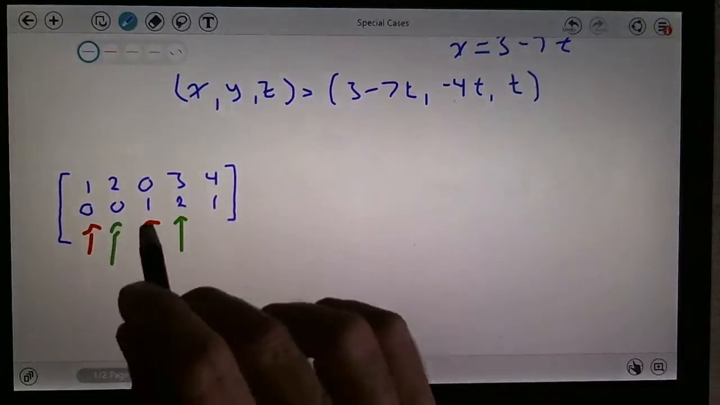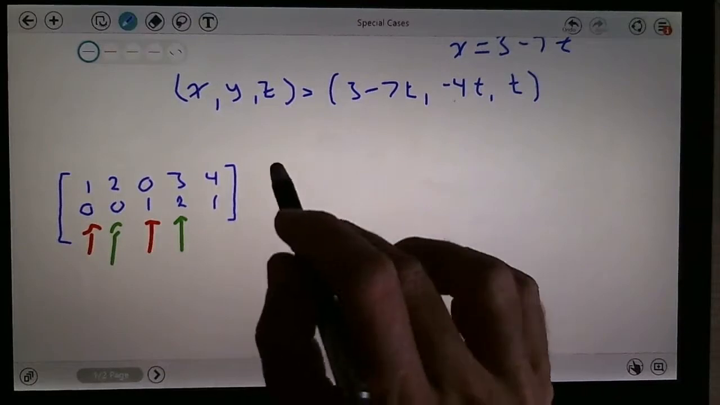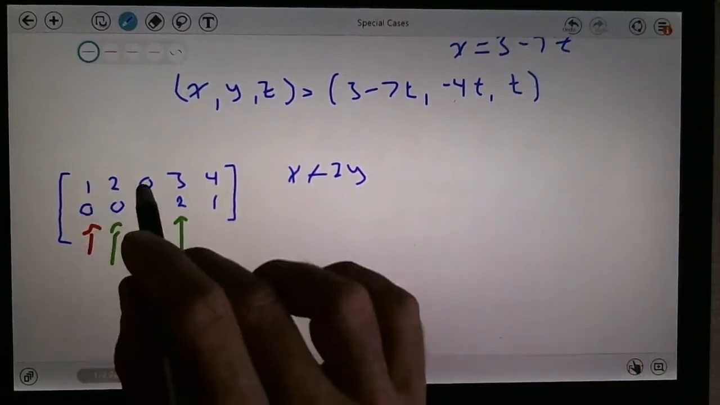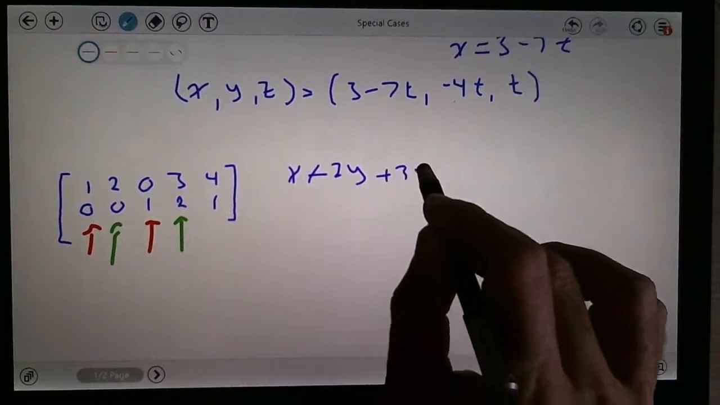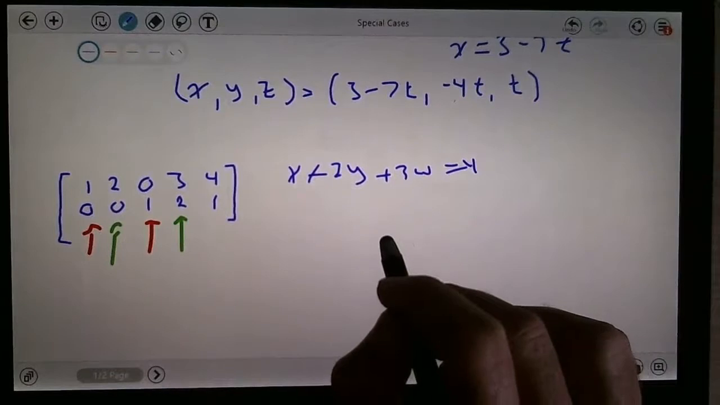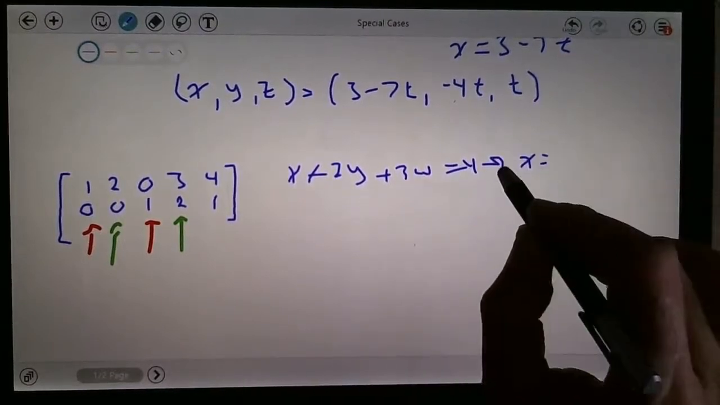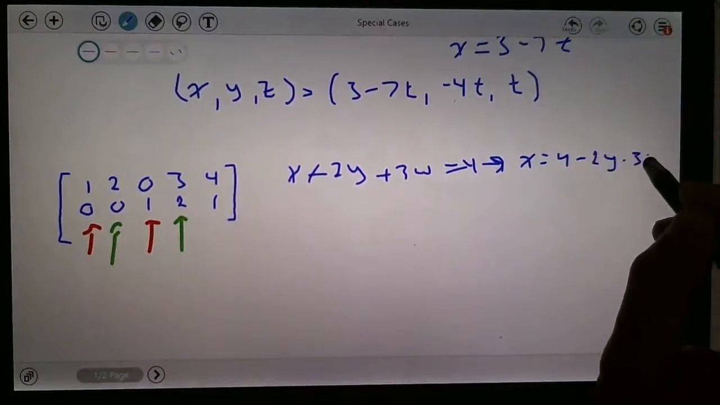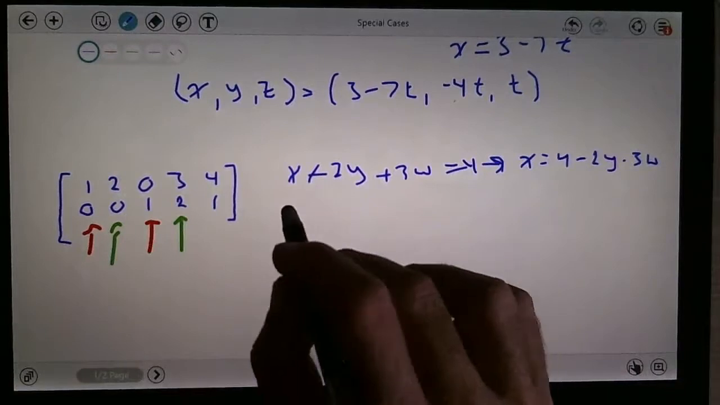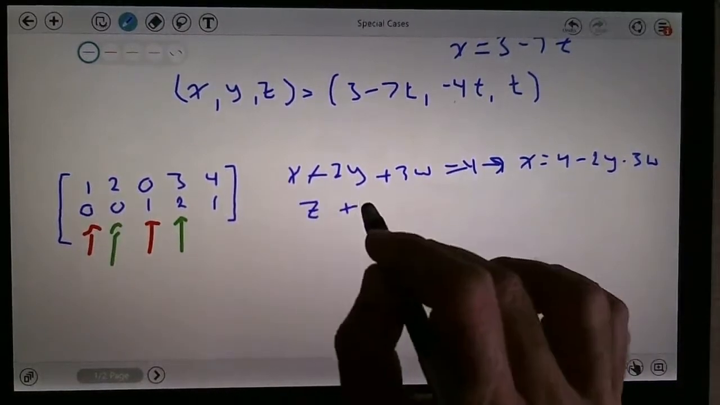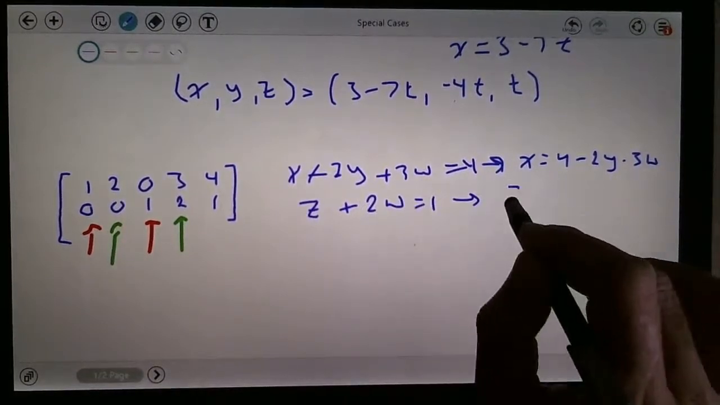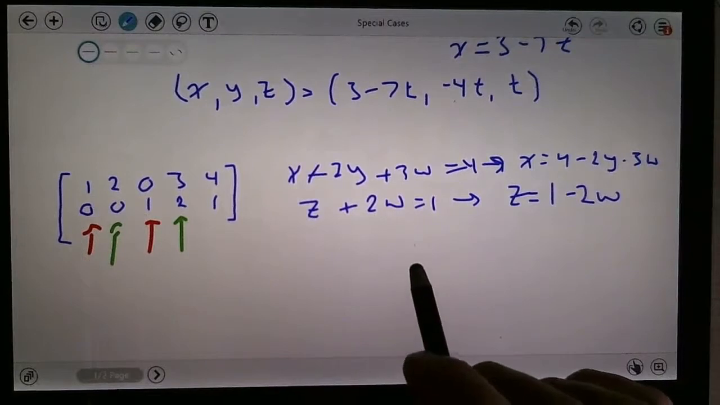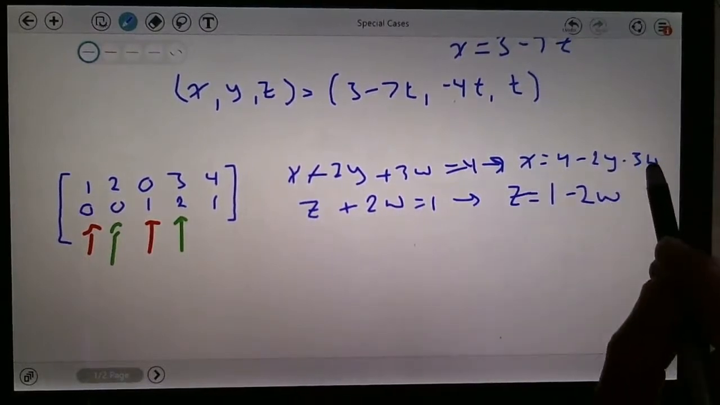So what I'm going to do is solve for my leading variables in terms of my free variables. This first equation is x plus 2y plus 3w equals 4. Solving for x, x is 4 minus 2y minus 3w. Likewise, in the bottom here, I've just got z plus 2w equals 1, which is easy enough to solve: z is 1 minus 2w. So my two leading variables, x and z, the first and the third variables, I now have expressed in terms of y and w, the second and the fourth ones.